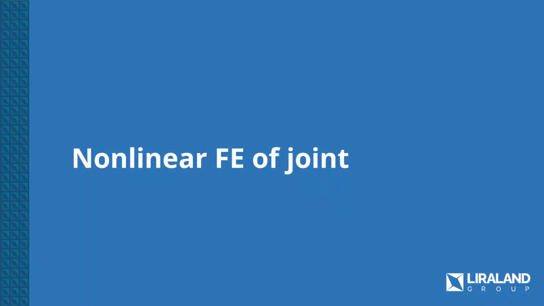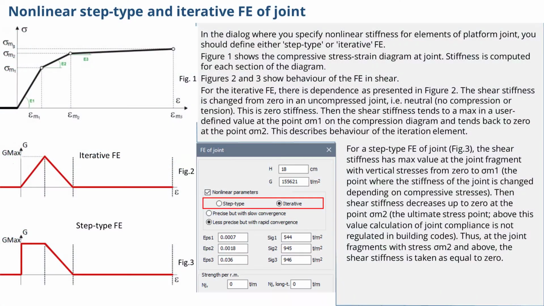Nonlinear finite element of joint. Iterative finite element is available in LIRA-SAPR software. Figure 1 shows the compressive stress-strain diagram at joint. Stiffness is computed for each section of the diagram. Stiffness depends on compliance that is computed according to building codes.